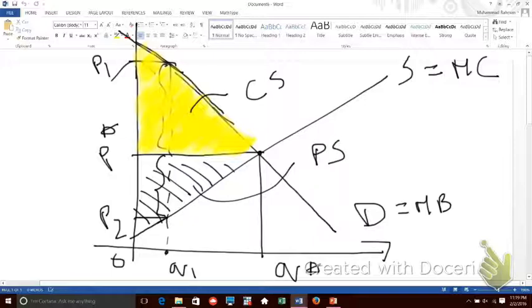Okay, so consumer surplus is the triangle between the demand curve and price. Producer surplus is the triangle above the supply curve and below the market equilibrium price.